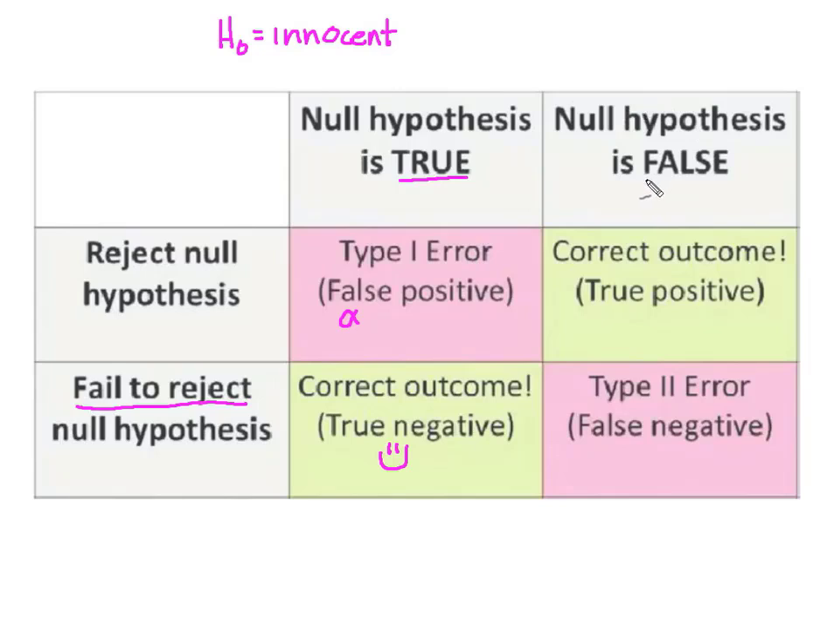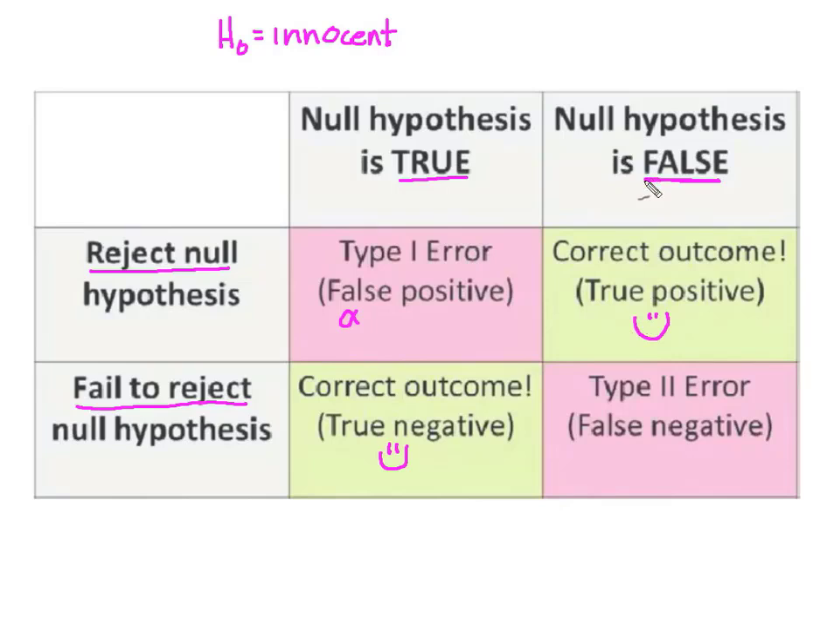Suppose the null hypothesis is false. Everybody believes this person to be innocent, but they really aren't. So if everybody believes they're innocent, but in reality they are not innocent, then the correct decision is to reject the null. And this is a true positive and the correct outcome.